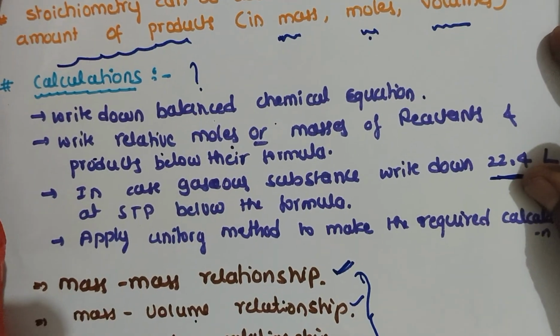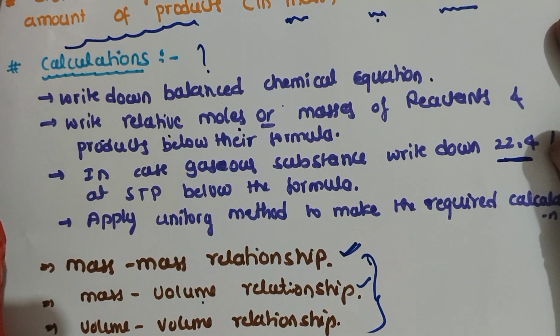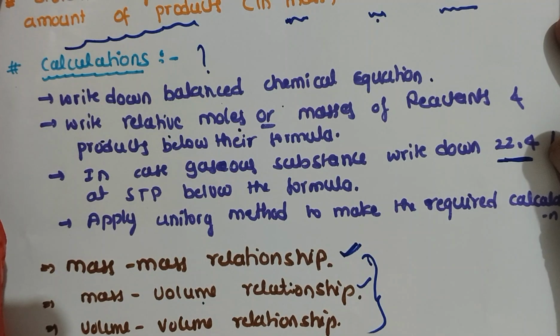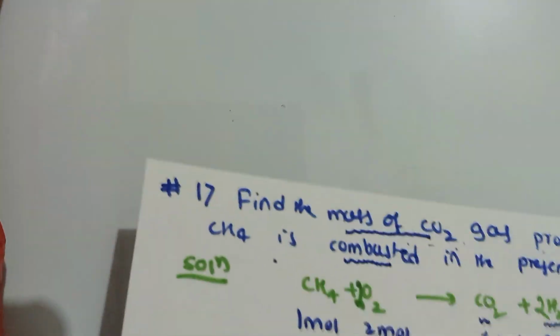So what relations are given? They may give a mass relationship, or a mass-volume relationship, or a volume relationship. So in numericals these types of relations are given. By knowing one, we may calculate another one. So directly now we move towards numericals.